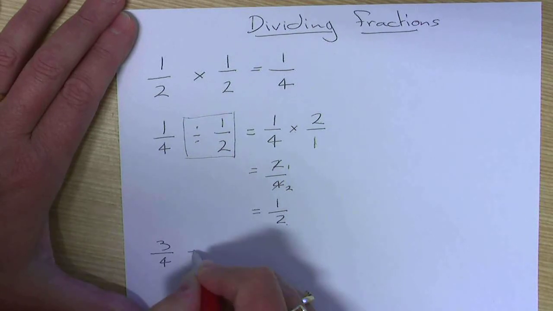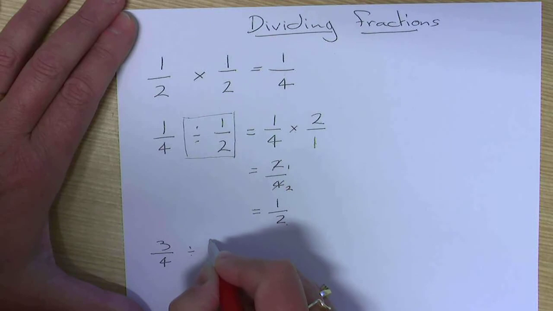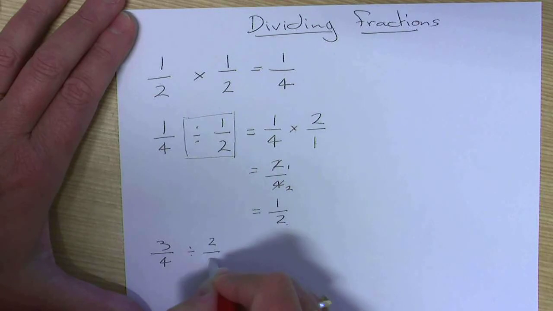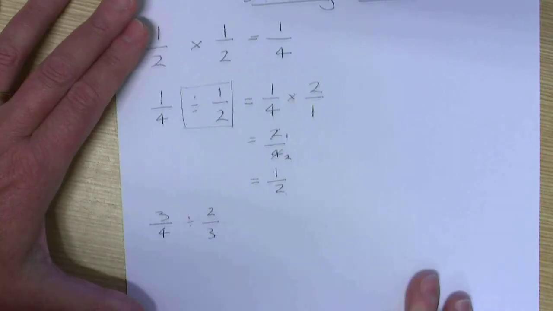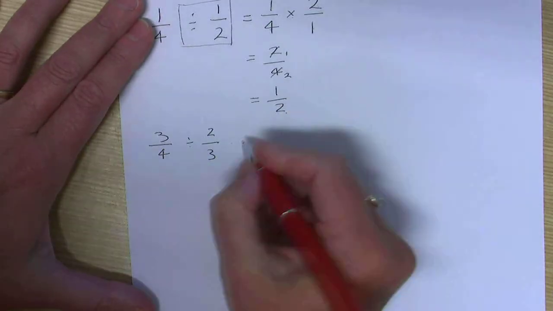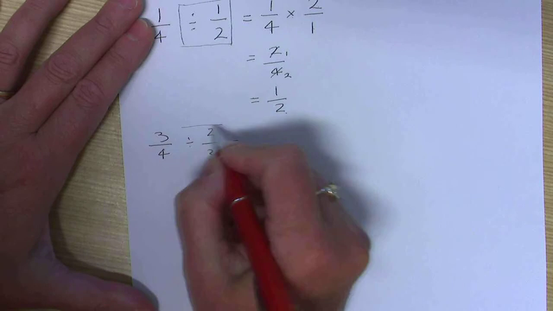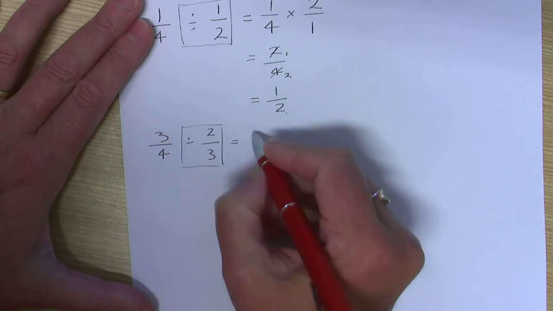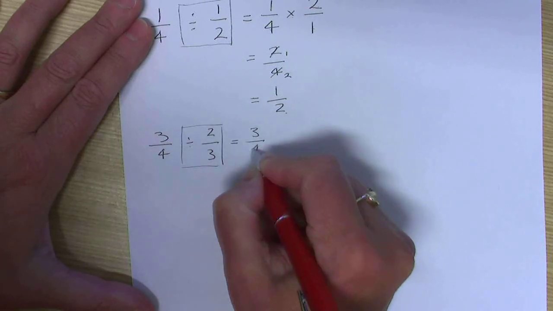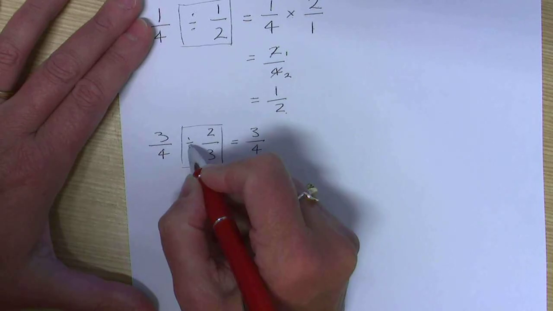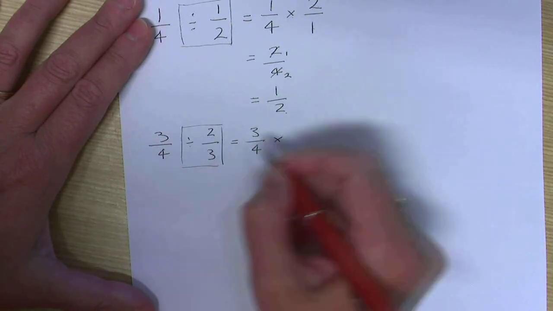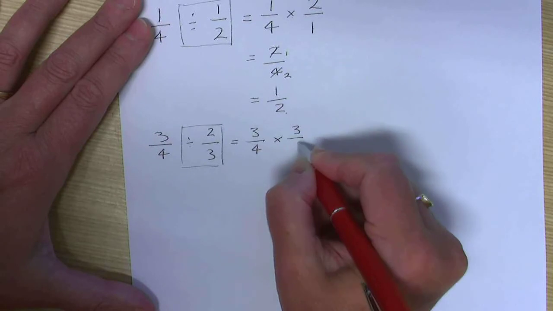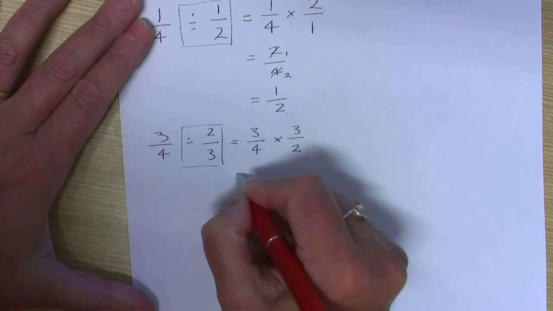3/4 divided by 2/3. Same process. I'll just move that up a bit. We take the second half of the sum. So we write out the first half, 3/4. That never changes. Instead of the divide, we write it times 2 over 3. The reciprocal is 3 over 2. Then we multiply them together.